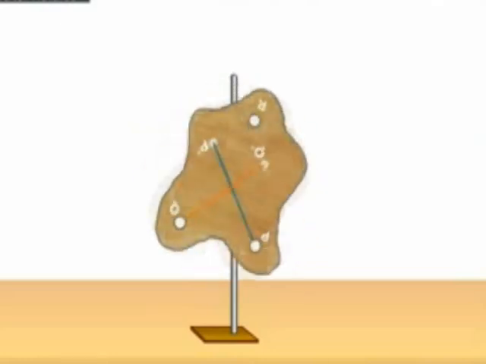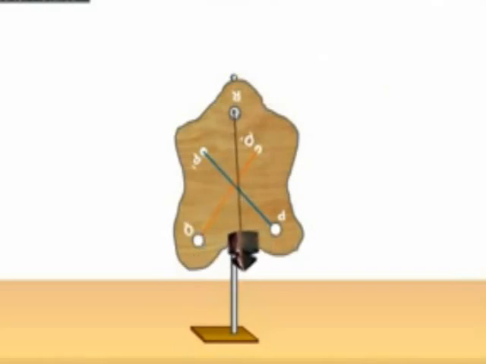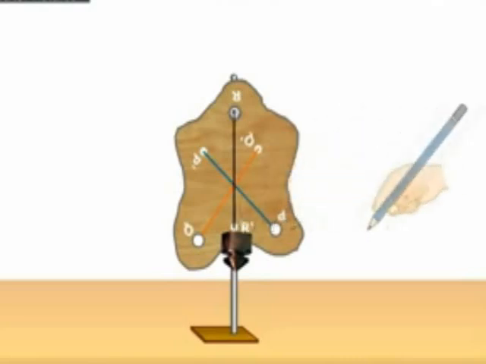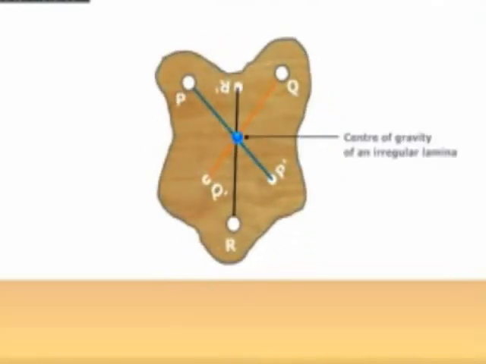Follow the same procedure with hole R. Now you will observe that all the 3 lines intersect at one point, and this point is the center of gravity of this irregular object.